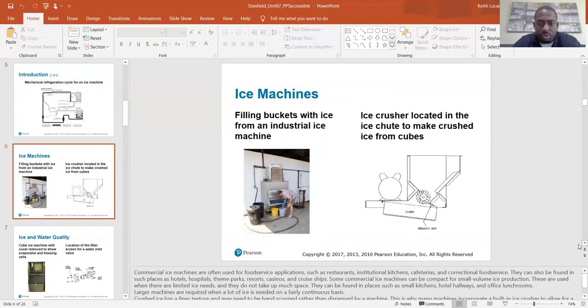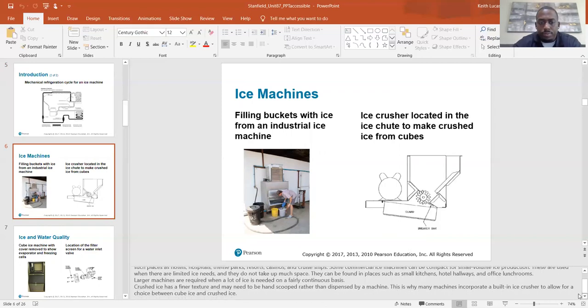Commercial ice machines are often used for food service applications such as restaurants, institutional kitchens, cafeterias, and correctional food service. They can also be found in such places as hotels, hospitals, theme parks, resorts, casinos, and cruise ships. Some commercial ice machines can be compact for small volume ice production. These are used when there are limited ice needs, and they do not take up very much space. They can be found in places such as small kitchens, hotel hallways, and office lunchrooms.